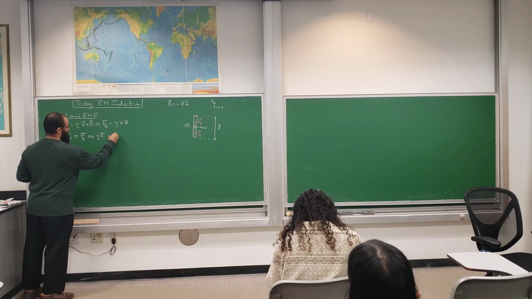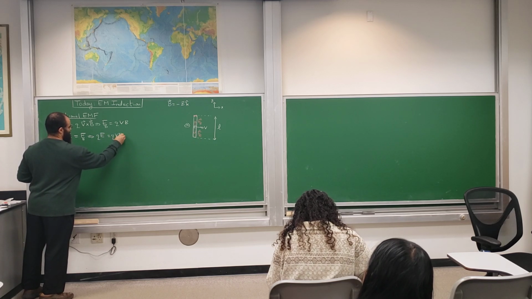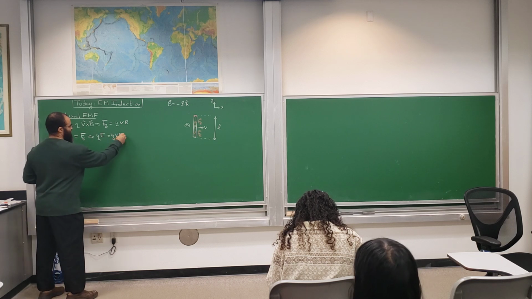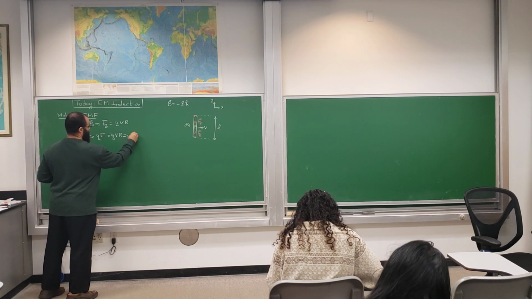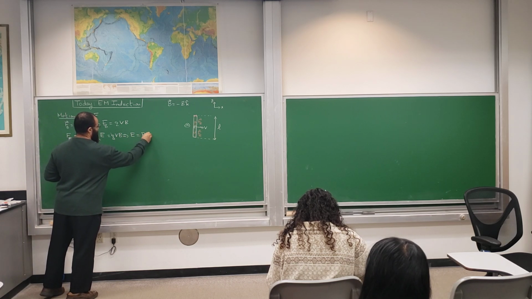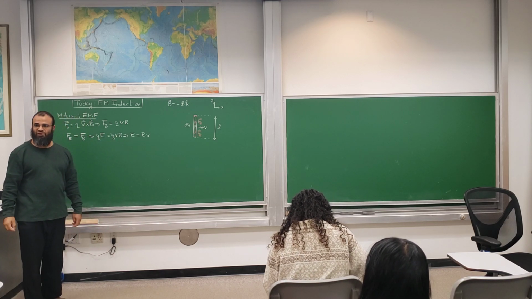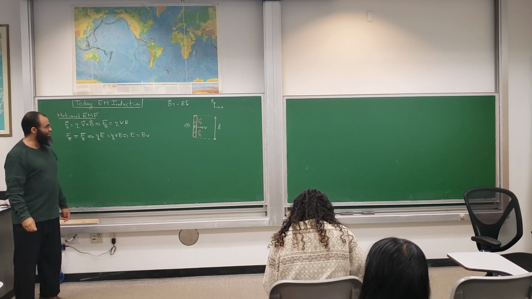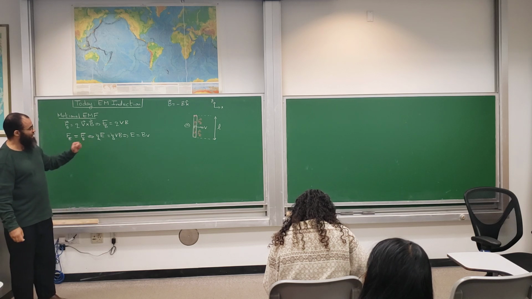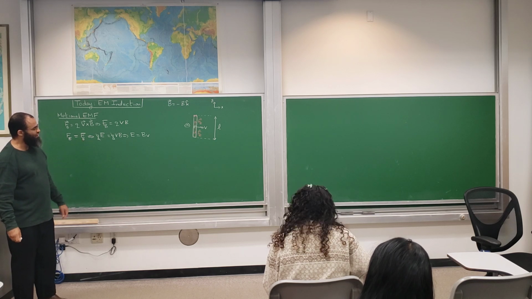And the magnetic force is qvB. So the electric field is the magnetic field times the speed. Clear? That's the magnetic. That's the electric field.